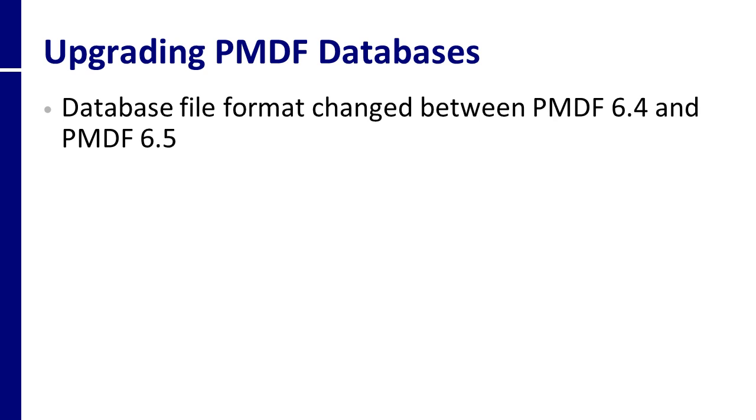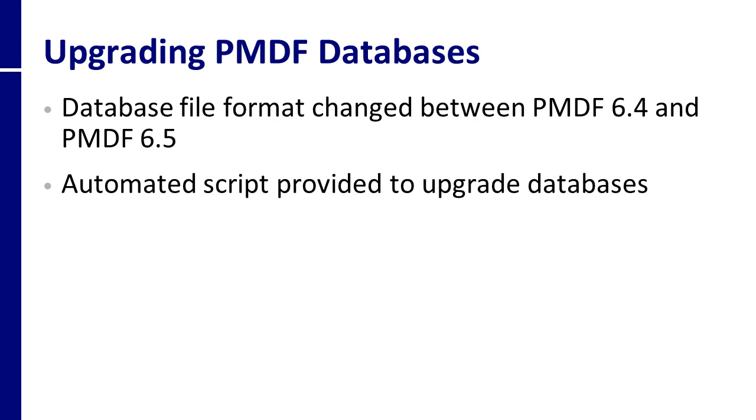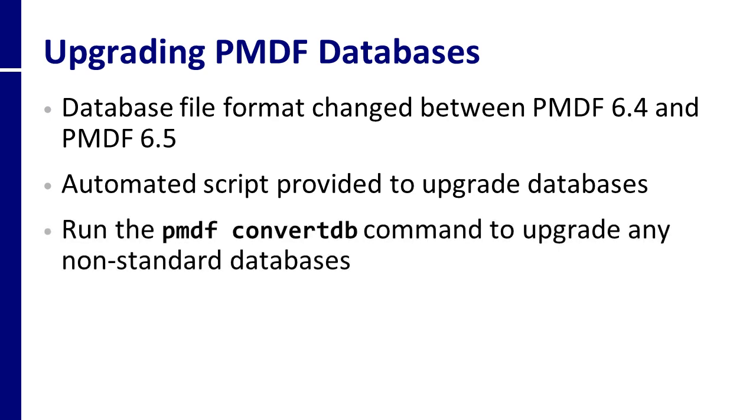A quick note if you're upgrading from PMDF 6.4 or earlier: the format of the database files used by PMDF changed with the release of PMDF 6.5. There's a database upgrade script that will run as part of the post-installation task that will automatically find and upgrade most PMDF databases, like the aliases database. If you're upgrading from PMDF 6.4 or earlier, and something suddenly starts acting wonky after the upgrade, the most likely cause is a database in a non-standard location that wasn't upgraded. All you need to do is run the PMDF convertdb command against the database, and then restart PMDF to resolve the problem.